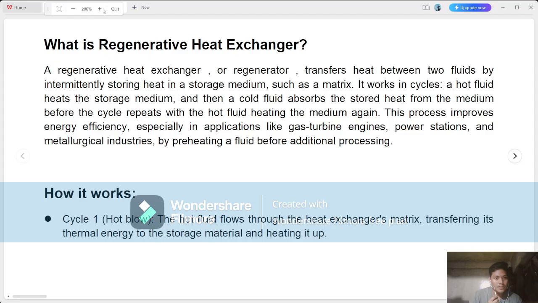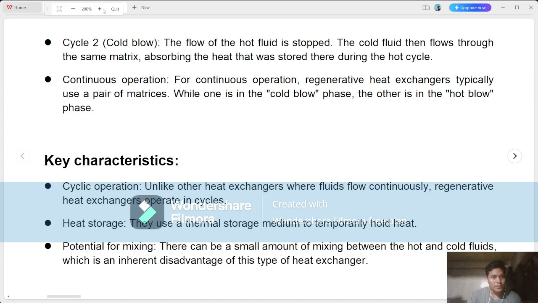This process improves energy efficiency, especially in applications like gas turbine engines, power stations, and metallurgical industries, by preheating the fluids before additional processing. So, how does it work? Cycle 1: the hot fluid flows through the heat exchanger matrix, transferring its thermal energy to the storage material and heating it up. Cycle 2: the flow of the hot fluid is stopped. The cold fluid then flows through the same matrix, absorbing the heat that was stored there during the hot cycle.